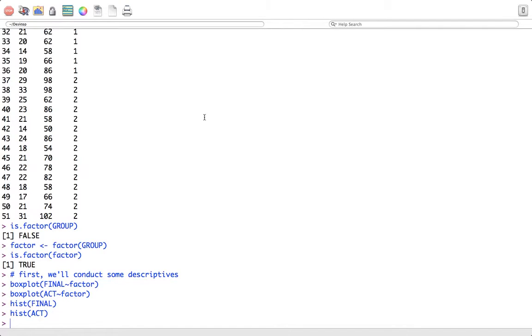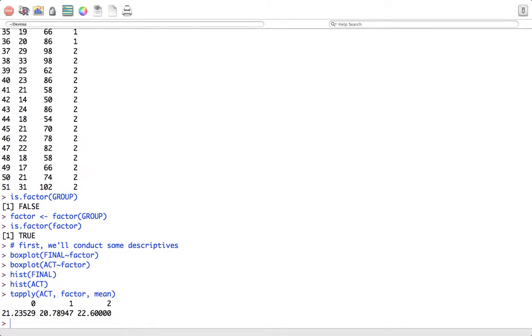Next thing I'd want to do is look at some numerical descriptives. I'll tell you what, let me show you something new. We could do t-apply, and I could look at, for example, ACT across factor, and I could look at the means, or I could look at the standard deviations, whatever it may be. Something that's kind of cool that we may use later on. We have to install a package for that. It's called statdesc.